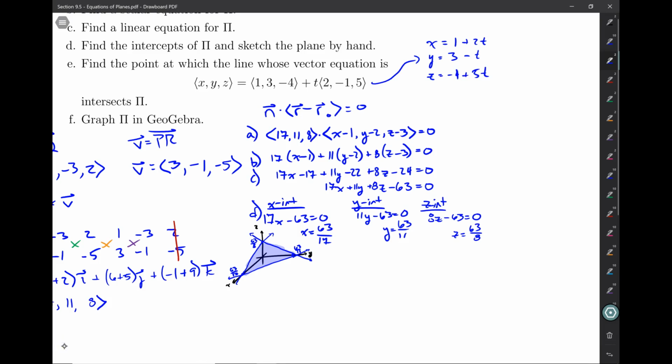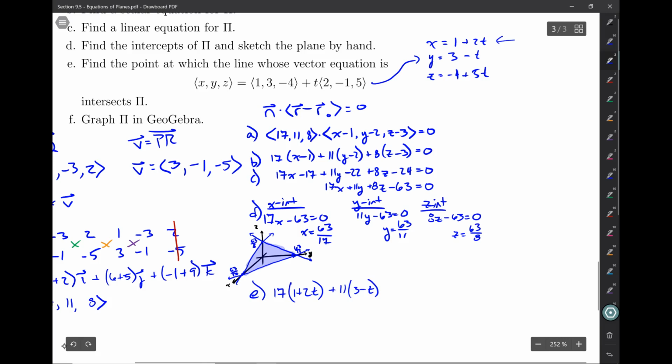So to find the point at which the plane intersects this line, we want to take the equation for our plane. We can use this linear equation that we have just above here. It would be 17x's, but x is 1 plus 2t. We have 11y's, but y is 3 minus t. And we have 8z's, but the z is -4 plus 5t. Then we need to subtract 63, and that's equal to 0.